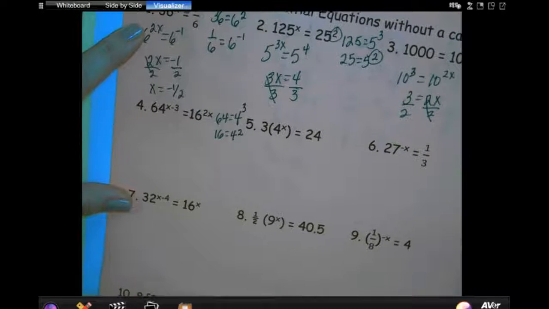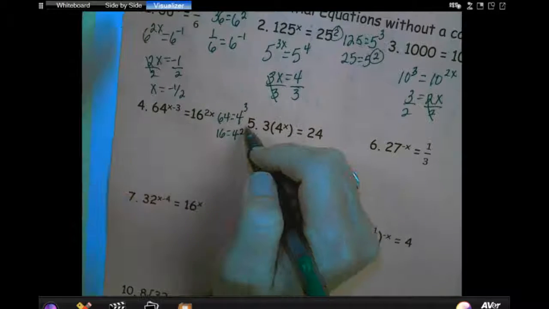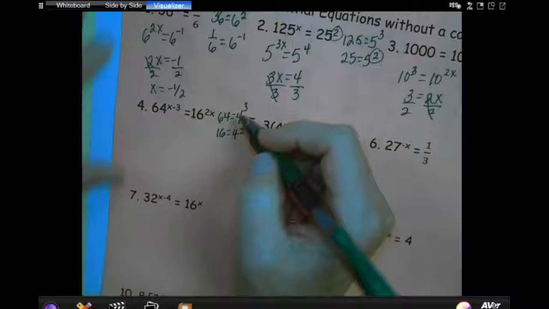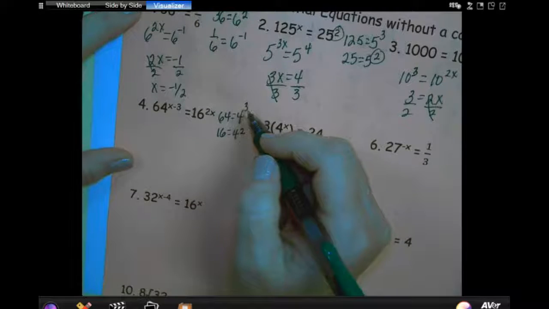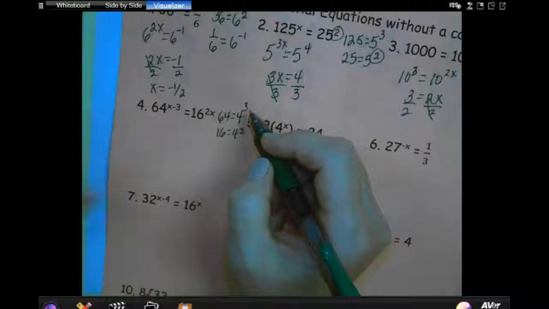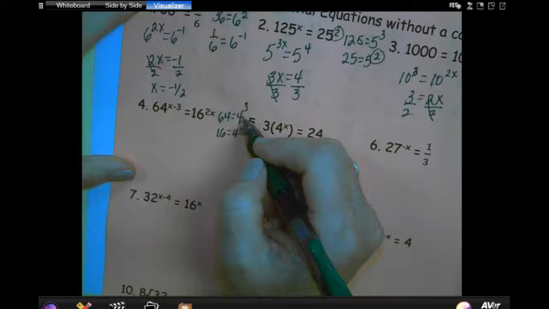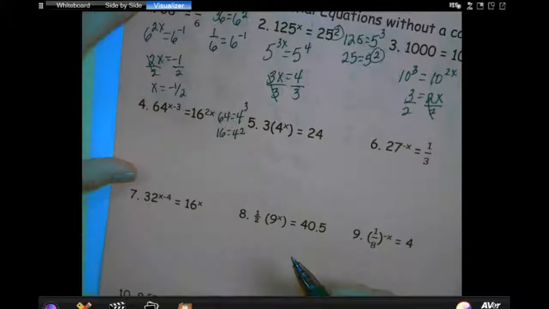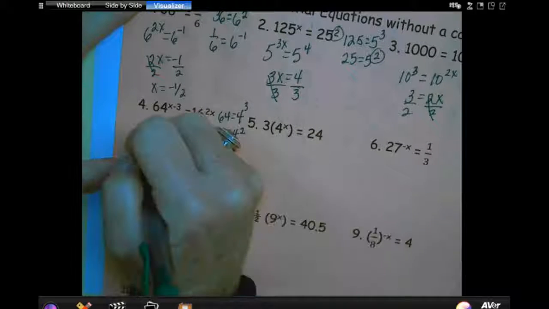When I rewrite this, I'm going to take 4 to the third and plug it in for 64.